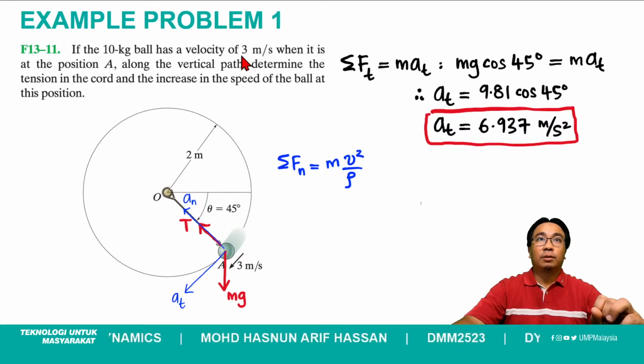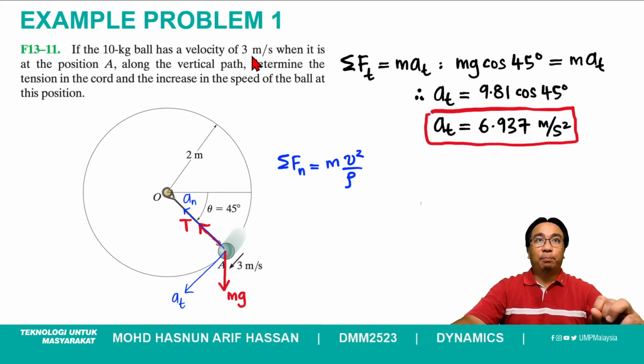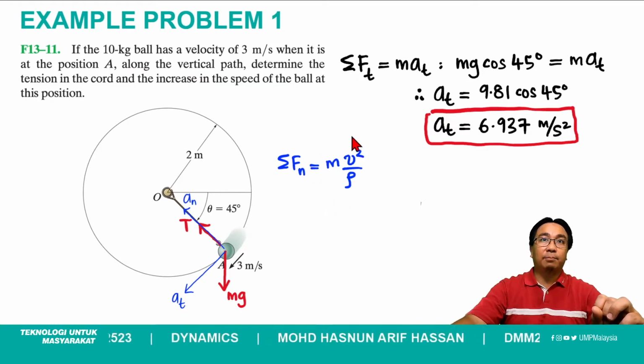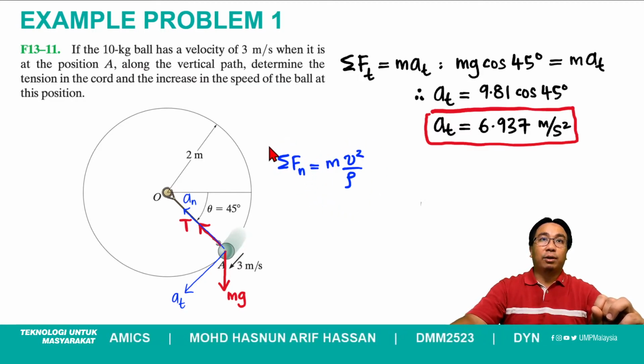3 meter, sir. 3 meter, correct. V has been given as 3 meter. Mass has been given as 10 kilograms. So we have all the right hand side part. We only need to write what is on the left hand side of the equation.